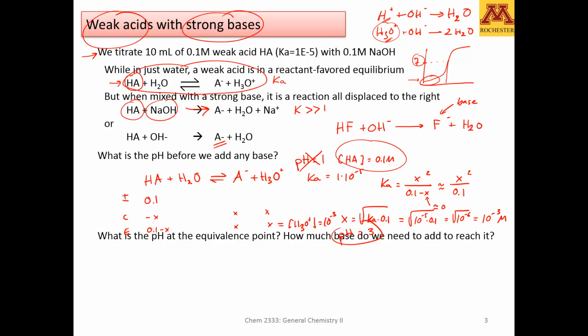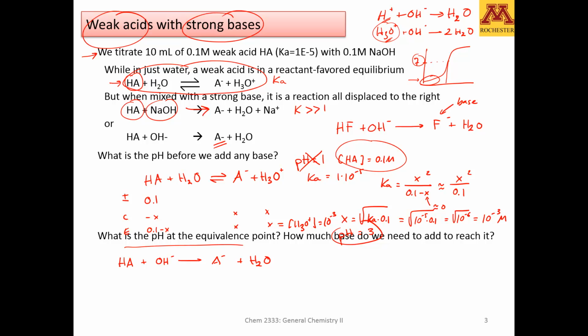So, sorry for the overlap, I guess I wrote too much. But that will be at the beginning. The pH will be 3 at the beginning of the titration. And what is the pH at the equivalence point? Well, first of all, what is it that we have at the end? At the equivalence point, we have added 0.1 So at the equivalence point, what we have is this.